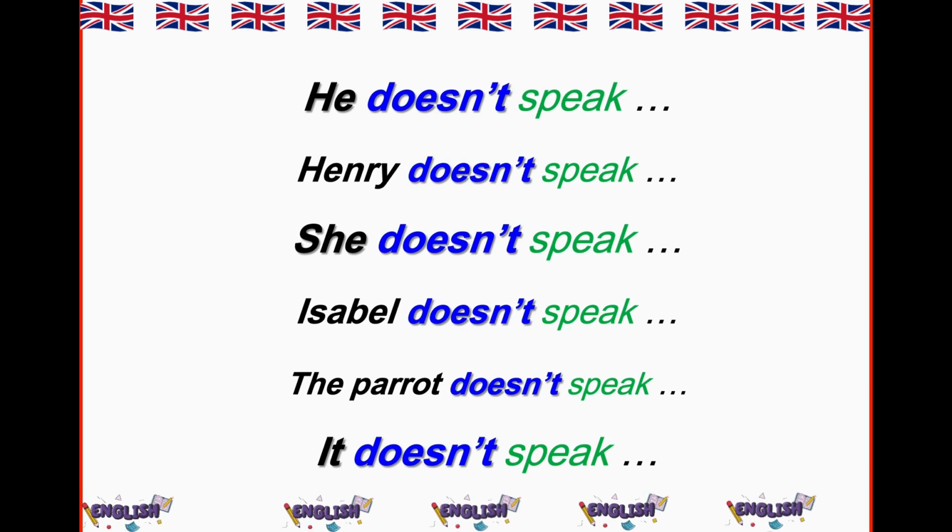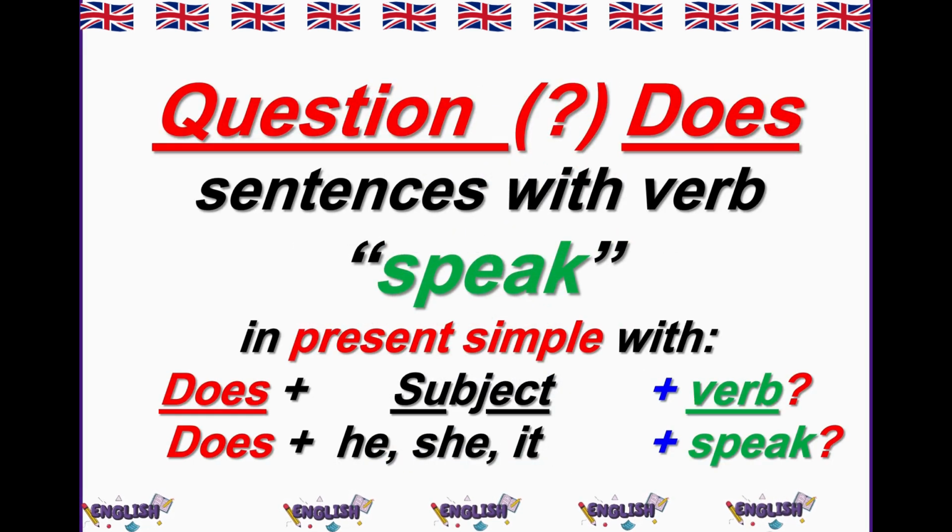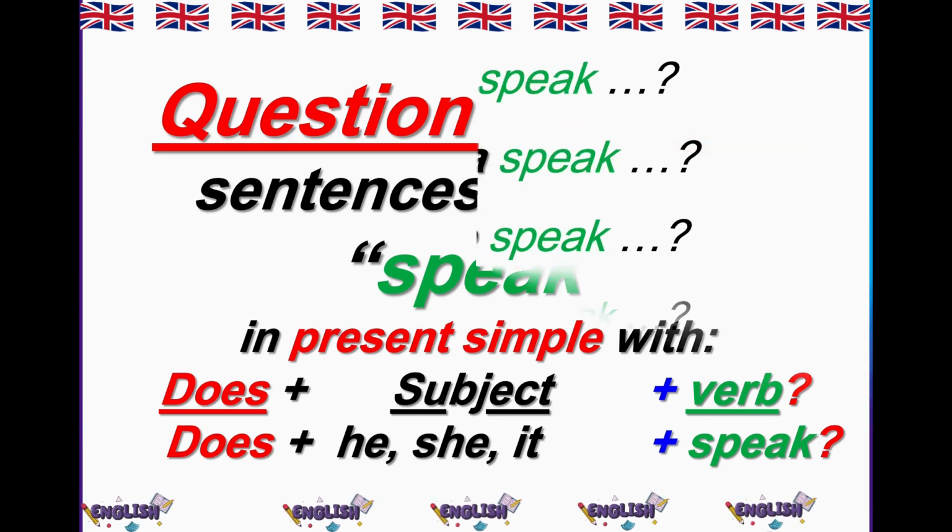Let's go to the question form. In the question form, with he, she, it, we ask with the word does. Does he speak? If you write does he speaks, it's not correct. So in the negative form and in the question form, the verb doesn't take an S. So does he speak? Does she speak? Does it speak? So the verb takes an S only in the positive form. You should remember this. Let's go to real examples.